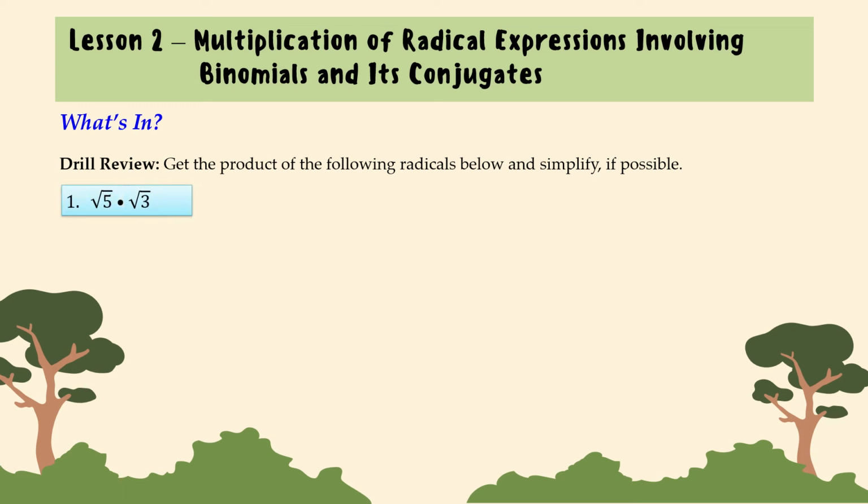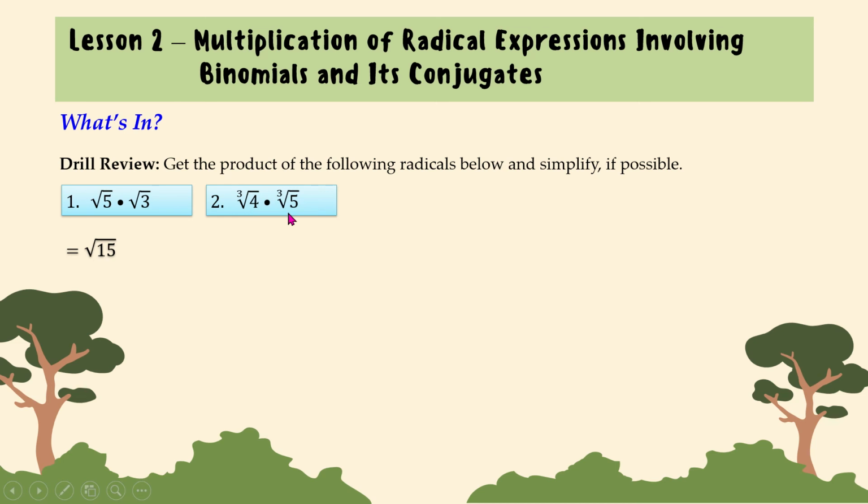So, let's repeat. Number 1, square root of 5 times square root of 3 is square root of 15. Is 15 a perfect square? No. If we factor 15, 5 times 3, is 5 a perfect square? No. Is 3 a perfect square? No. So therefore, our final answer is square root of 15.